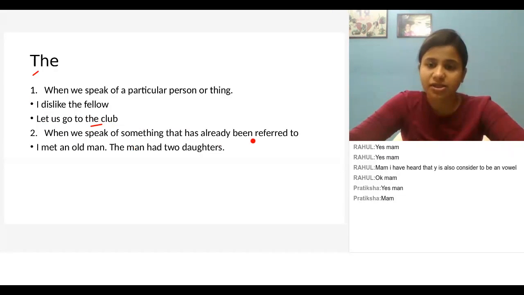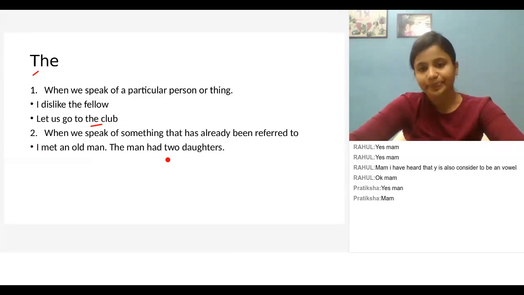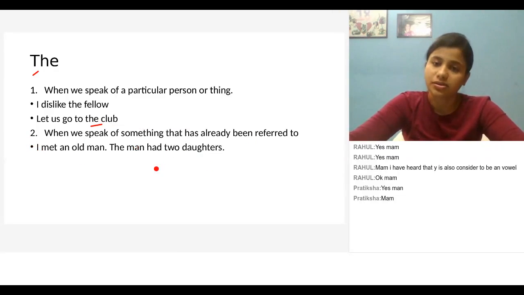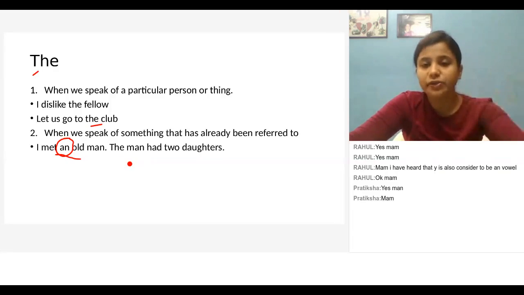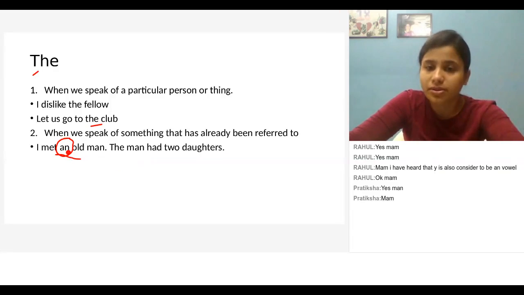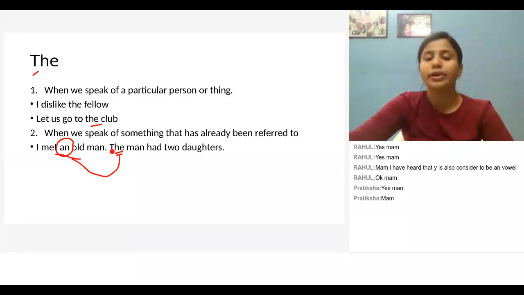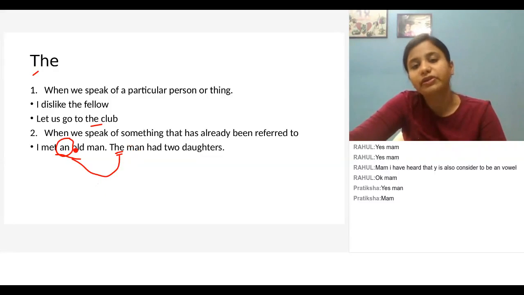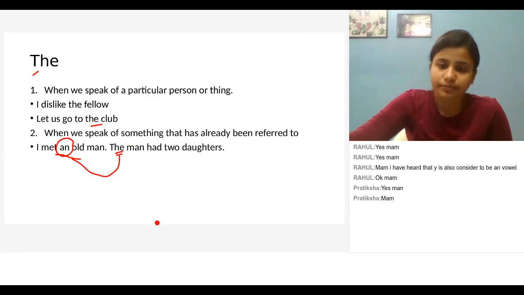We also use the when we speak of something that has already been referred to. If my sentence goes like, I met an old man. The man had two daughters. First I have introduced this man, that is why I have an indefinite article here. Now that I've introduced this man and the listener knows about him, I will use a definite article. The man means this old man that was introduced. So in the first sentence it is indefinite, and in the second sentence it becomes definite because now I've introduced him.